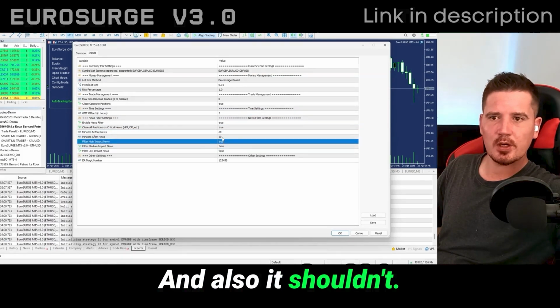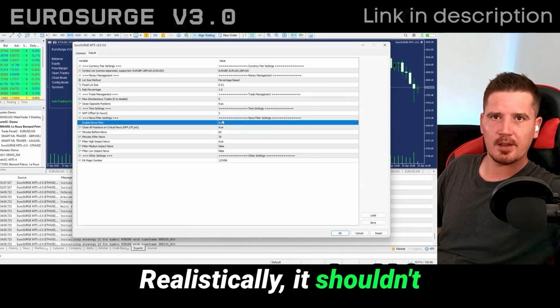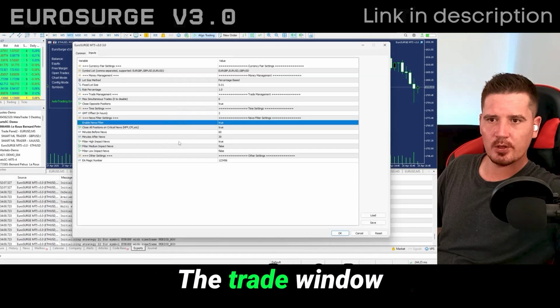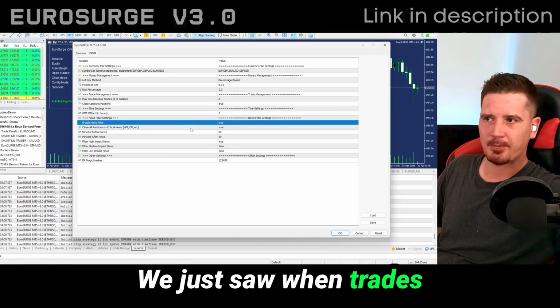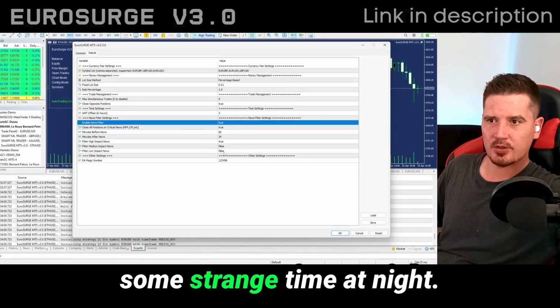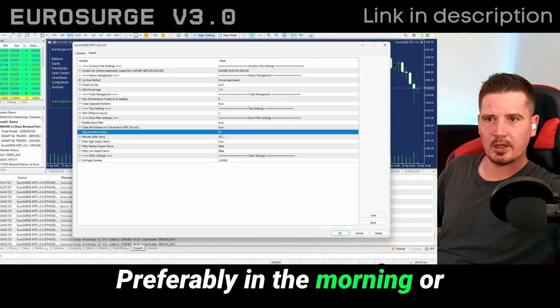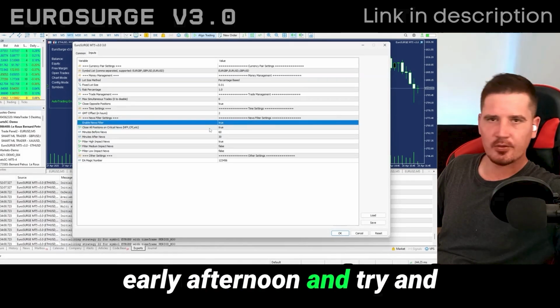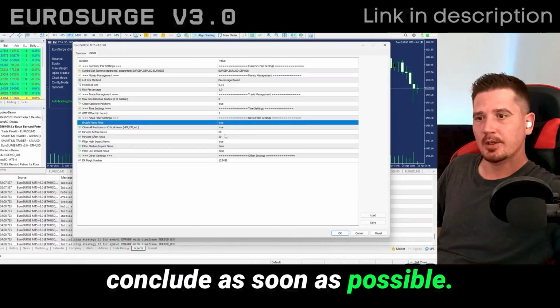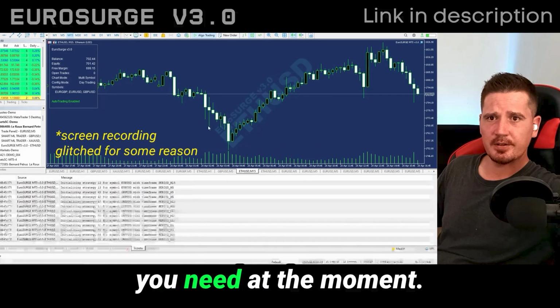And also, realistically, it shouldn't have a massive difference. The trade window is rather large. We just don't want trades happening at 10 p.m. or some strange time at night. Preferably in the morning or early afternoon, and try and conclude as soon as possible. That is the only inputs that you need at the moment.